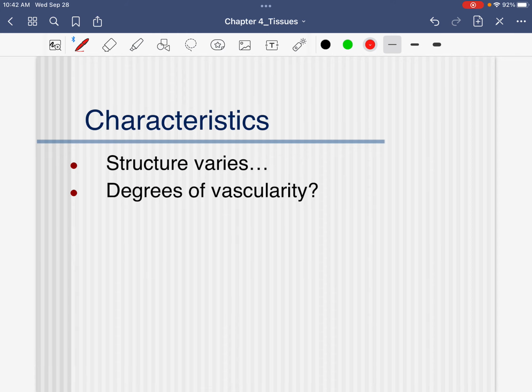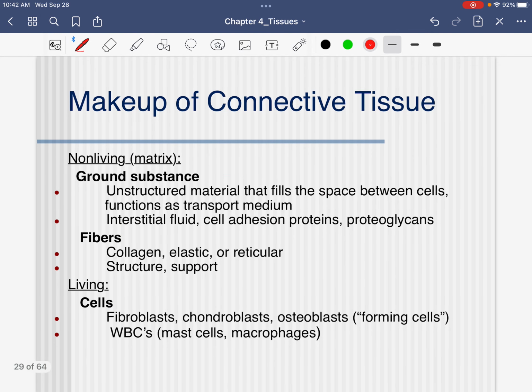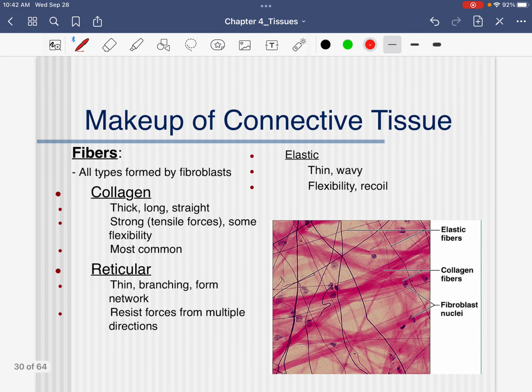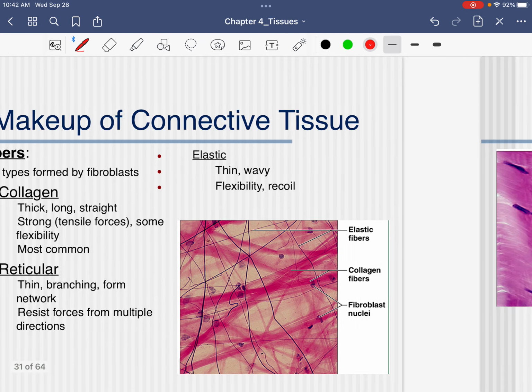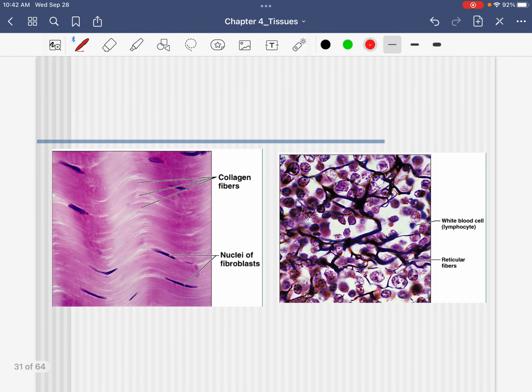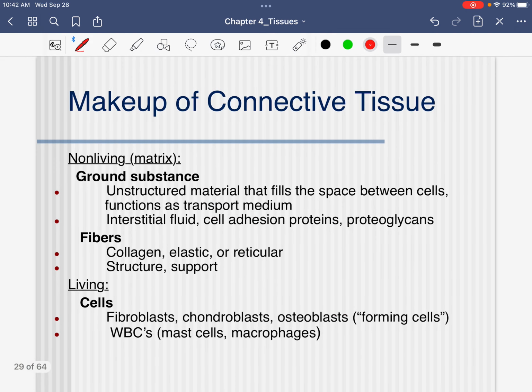The structure of connective tissue is all over the map. All right, let me just skip ahead. Here's an example of areolar connective tissue. On the left, dense regular connective tissue. On the right, reticular connective tissue. They look really different, folks.